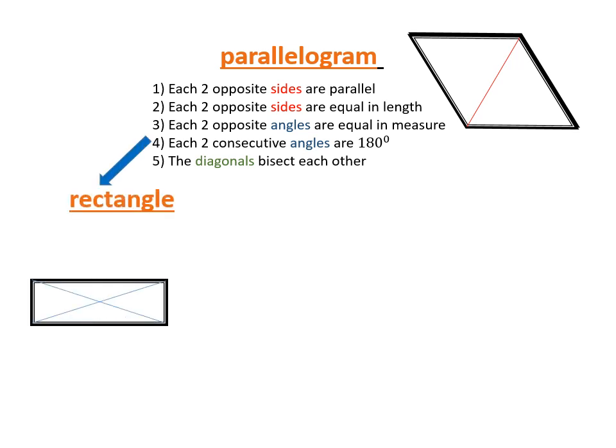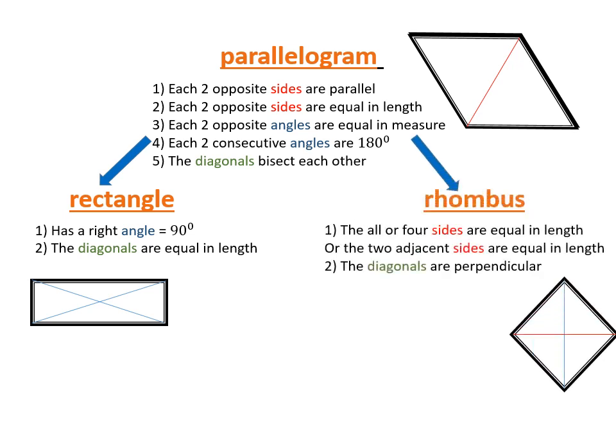First case, we have a rectangle. A rectangle is a parallelogram, but it has a right angle, and the diagonals of the rectangle are equal in length. Second case, we have a rhombus. A rhombus is a parallelogram, but all four sides are equal in length, and the two adjacent sides are equal in length. The two diagonals are perpendicular.